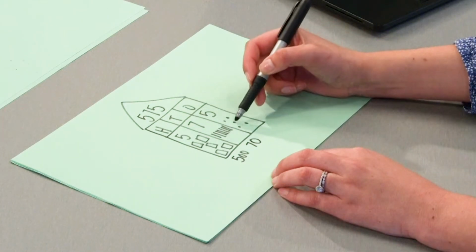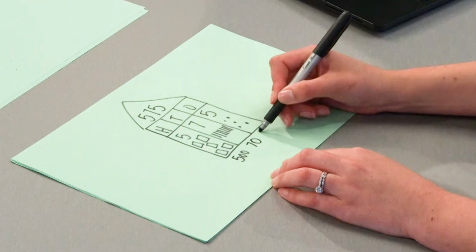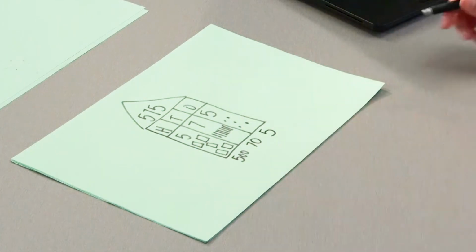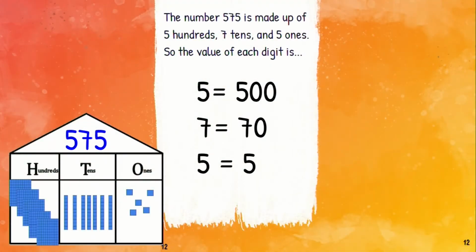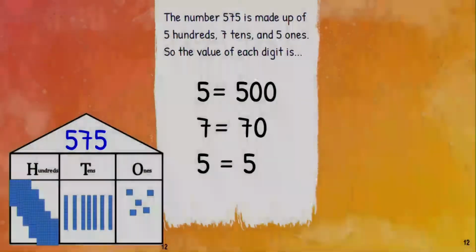And in our ones place, this part's easy. 1, 2, 3, 4, 5. The value of that last 5 in this number is 5. So 575 is made up of 5 hundreds, 7 tens, and 5 ones.